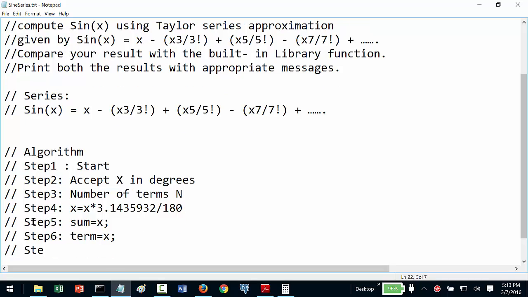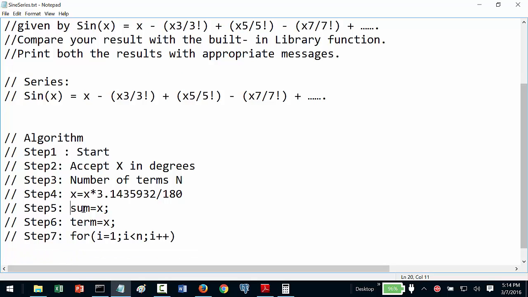So my step 7 is for my I equal to 1, my I remains less than n, I plus plus. So why did I take I equal to 1 already? Because I've already taken sum as 1, correct? My sum is basically already I've taken the first value itself of 1. That's why I'm starting from I equal to 1 instead of I equal to 0. It will also help me to calculate my term.